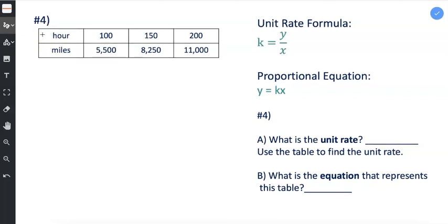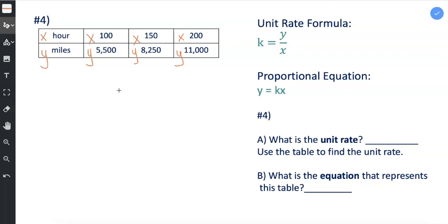In this video, we're going to be finding the unit rate and the equation. I'm going to start by recording the x variable and the y variable in the table. Remember, the x's are all of these values in the top row, and the y values are all of the values in the bottom row. And that's true for a horizontal table.